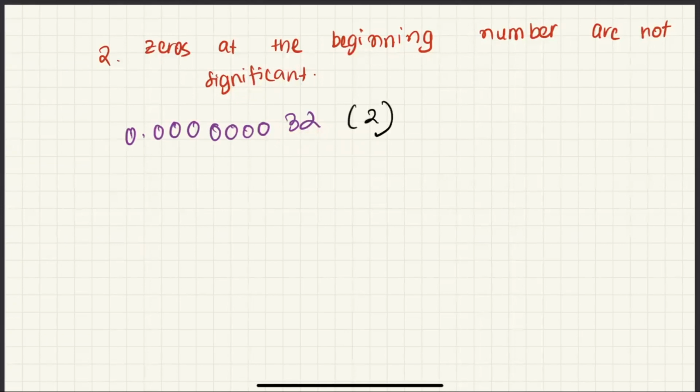Let's see another example. Let's say you have 0.005672. Now how many significant figures? As we know, the zeros before the number are insignificant, so it's just 1, 2, 3, 4. So you have 4 significant figures. So that's the second rule. Now coming to the third rule.